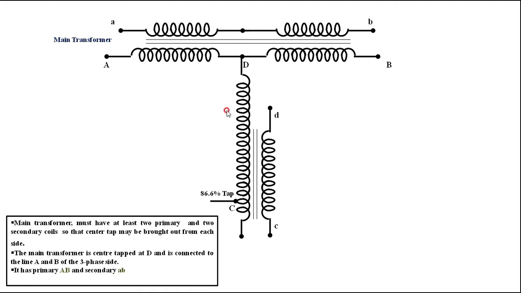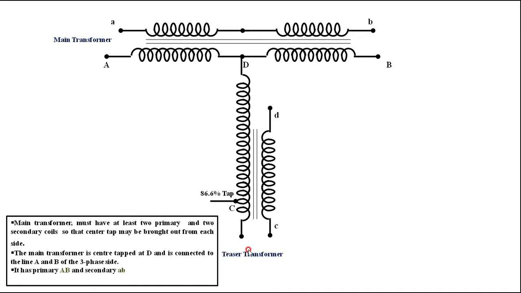You can see the teaser transformer primary has 86.6% tapping. It has only 0.866 times the number of turns of the main transformer. However, the secondary is taken as full. At the same time, the primary of the teaser transformer is connected to the center tap of the coil AD of the main transformer, at this particular point D. Therefore, it looks like a T, so it is called a T connection. It is called the Scott connection because it was invented by the scientist Scott.